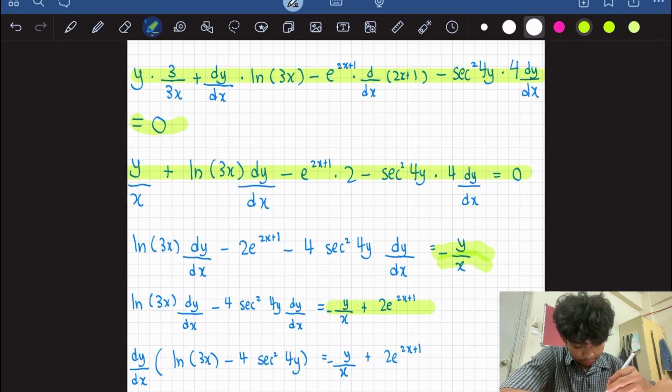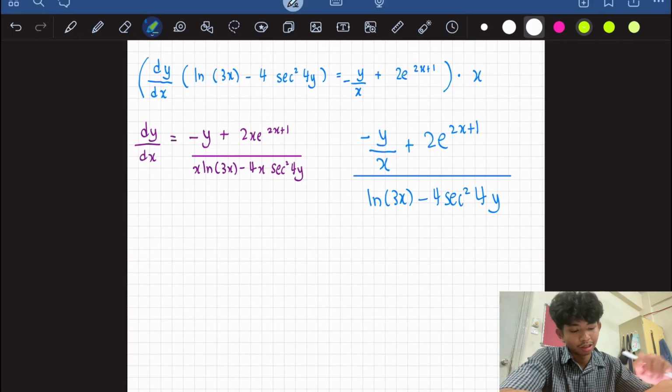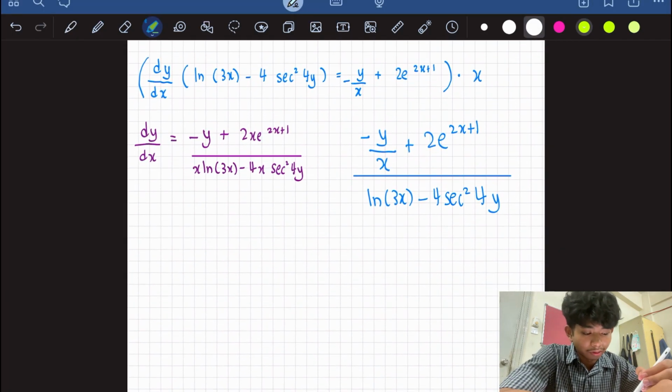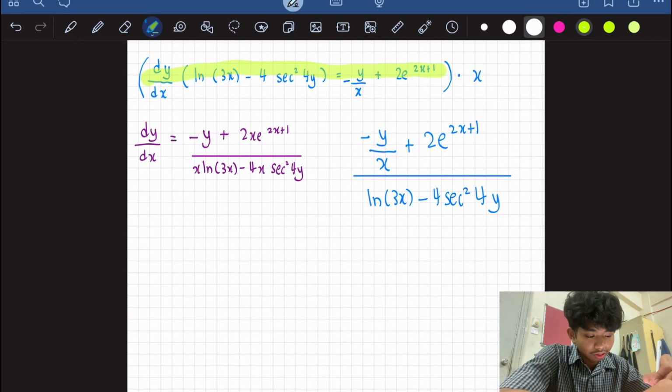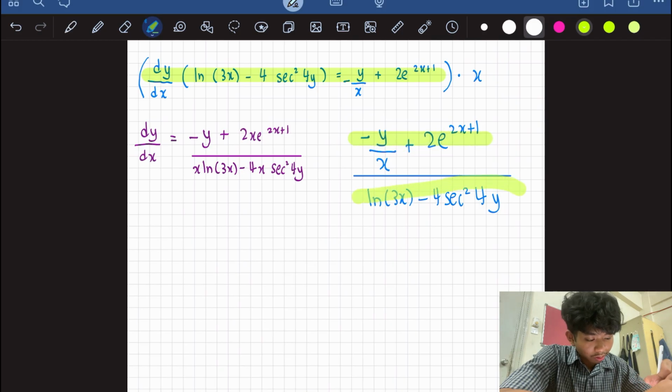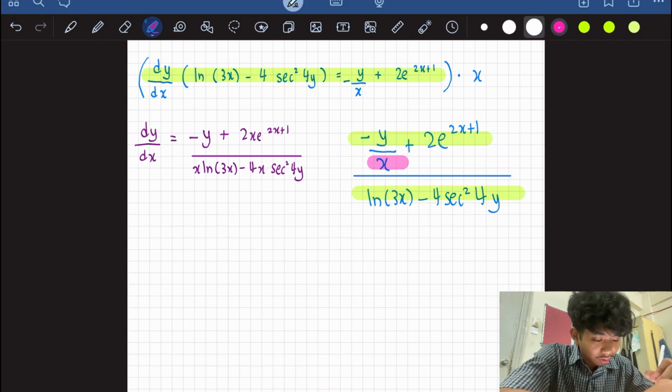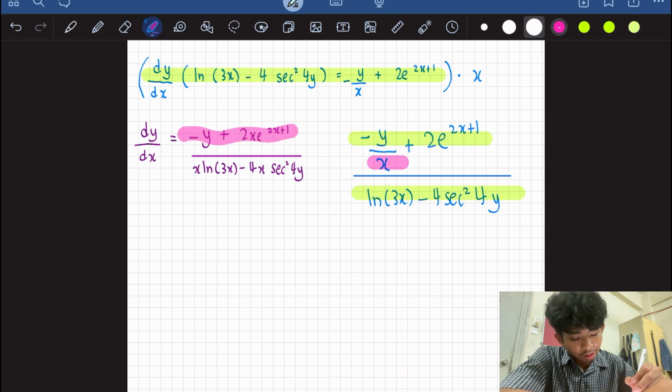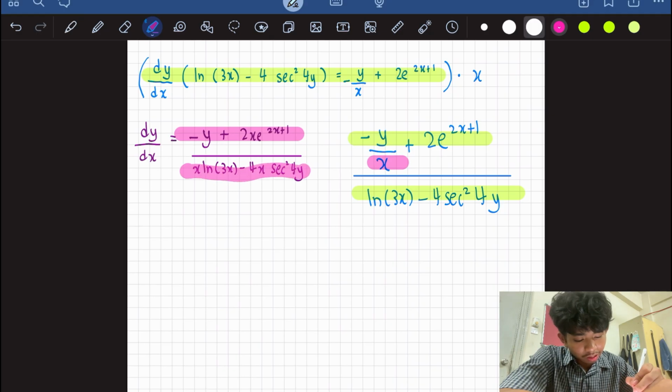And then we factorize the equation on the left side to get dy/dx. And after that, we have the equation right here. But we can remove x by simply multiplying all the equation with x. So the final answer will be here.